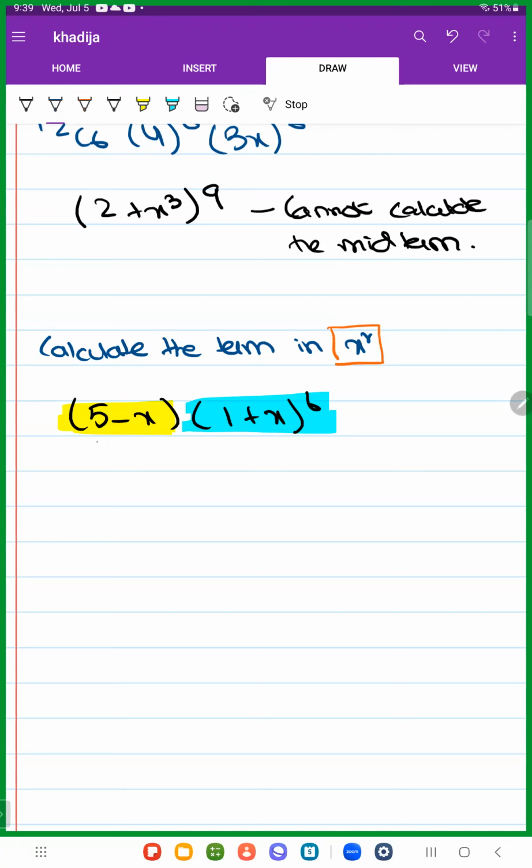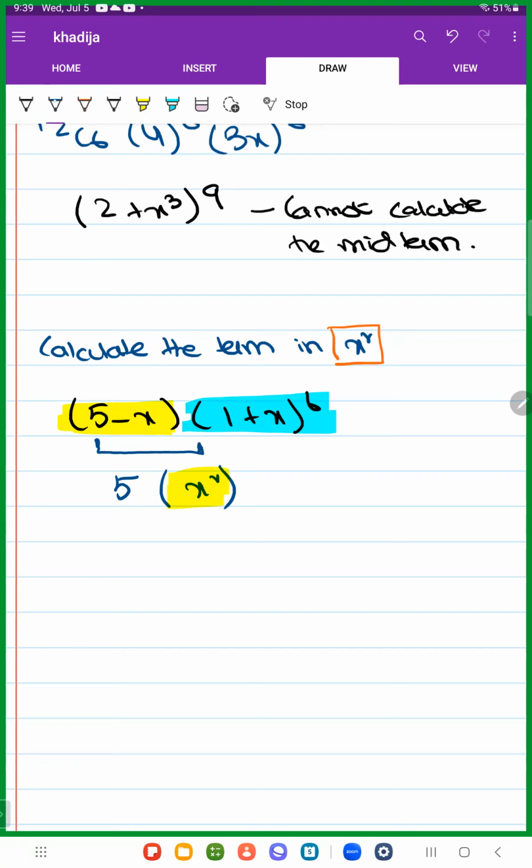So if I will be multiplying 5 with something and I need x squared, what should the power of the other term be? What should I multiply 5 with to get x squared in my answer? x squared. So the term would be of x squared. So I need to first calculate the term with x squared in this expression.